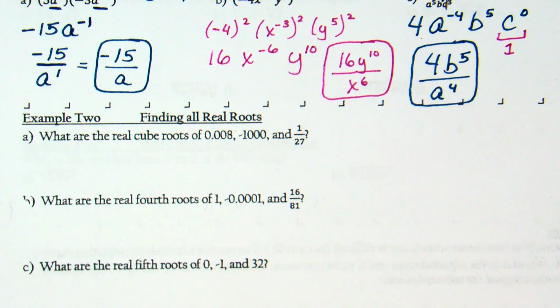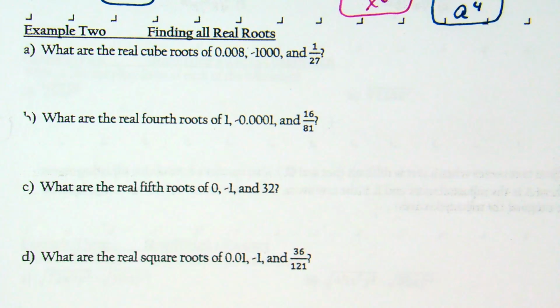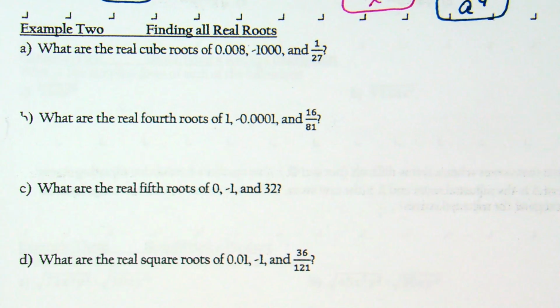So, example 2A. What are the real cube roots of, and there's actually 3 different problems here, right? 8 thousandths, negative 1,000, and 1/27. Now, yes, technically, can you think calculator to help you along here? You can. But there's also some other tricks I want to show you along the way. So, first part. What are the real cube roots of 0.008? So what am I asking myself when I talk about cube roots?